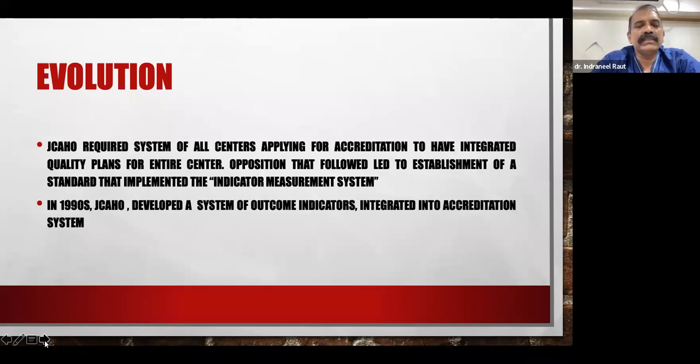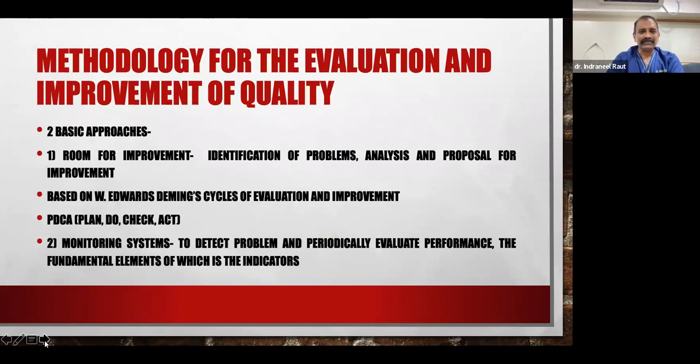So the Joint Commission on Accreditation of Hospitals had a system of all centers applying for accreditation to have integrated quality plans for the entire center. There was a lot of opposition, obviously, but that led to the establishment of a standard that implemented the indicator measurement system all over the US. Finally, in the 1990s, the JCAHO developed a system of outcome indicators integrated into the accreditation system.